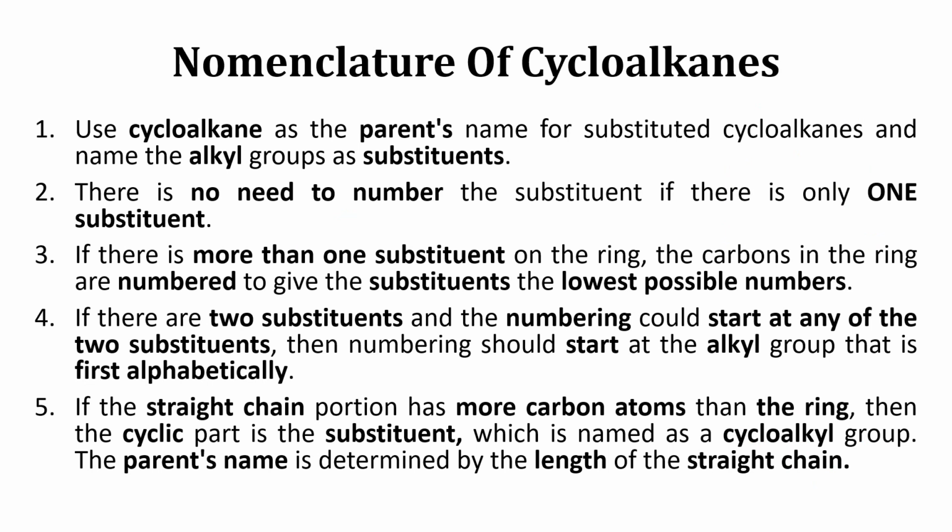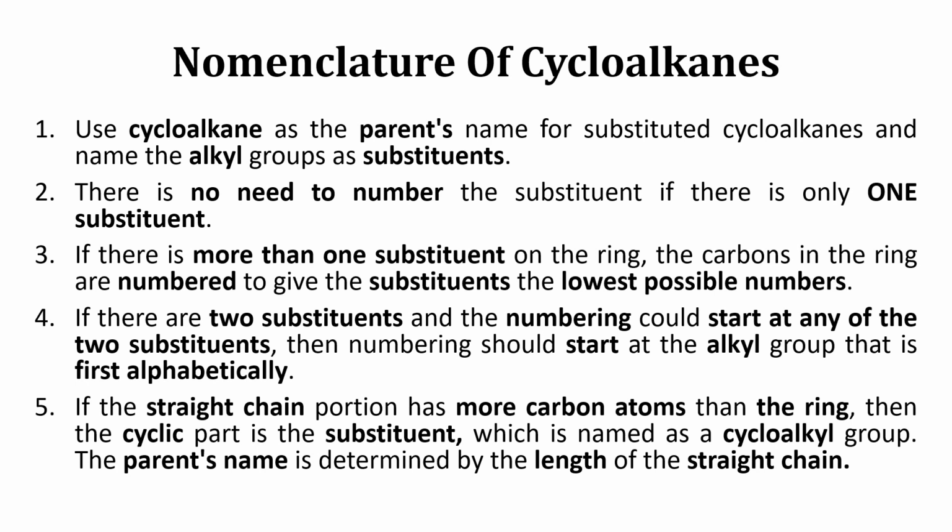Nomenclature of cycloalkanes. When naming cycloalkanes, the IUPAC nomenclature rules can be applied with the following adaptations. Use cycloalkane as the parent name for substituted cycloalkanes and name the alkyl groups as substituents. There is no need to number the substituent if there is only one substituent. If there is more than one substituent on the ring, the carbons in the ring are numbered to give the substituents the lowest possible numbers. If there are two substituents and the numbering could start at either of them, then numbering should start at the alkyl group that is first alphabetically.